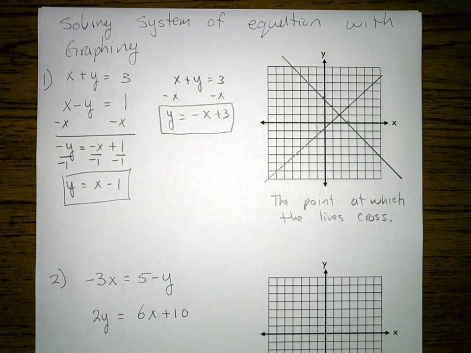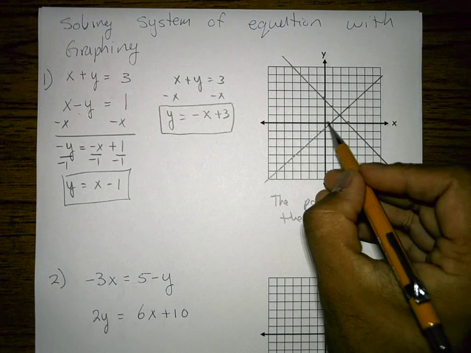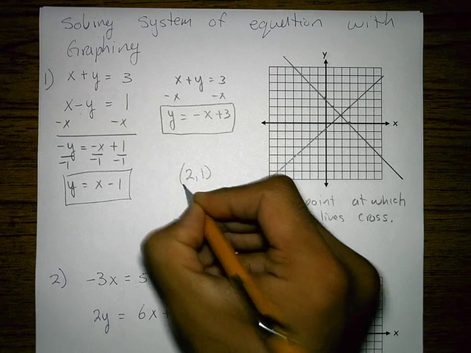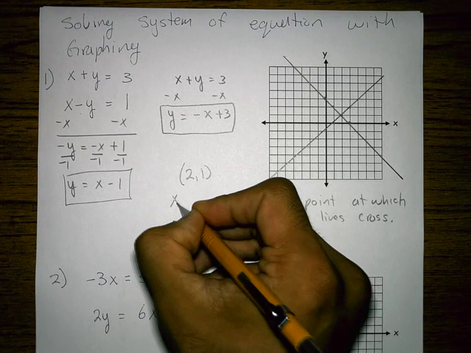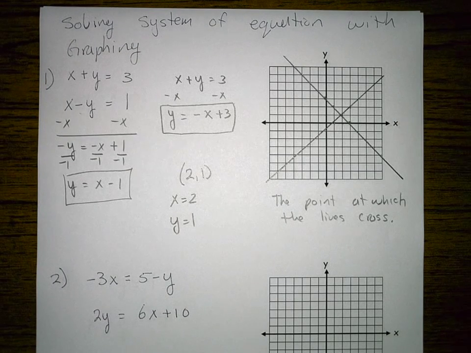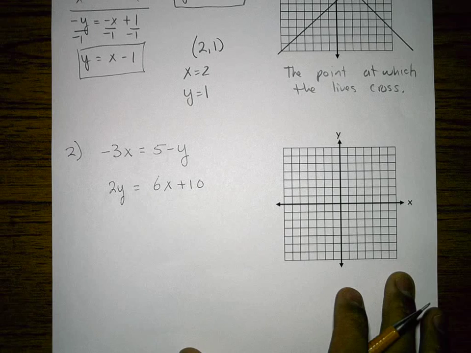So my answer is simply where they cross. I look and see they cross at the coordinate point (2, 1). And that is my answer. I can also think of it as x equals 2 and y equals 1. Alright. That's all I need to do. So let's do a few more of these.